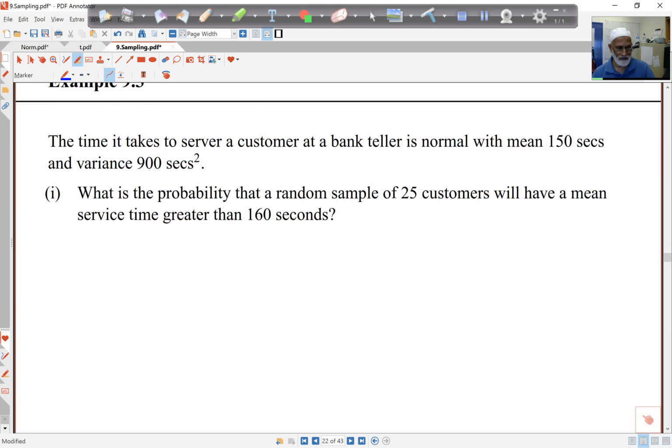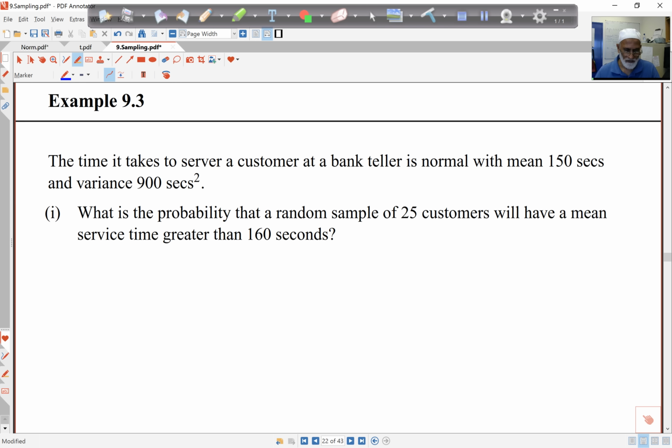As an example, it takes on average 150 seconds to serve a customer, with a variance of 900 seconds squared. What is the probability that a random sample of 25 customers will have a mean service time greater than 160 seconds? So I'm looking at a sample mean time, of course, and that word is missing. I should put that in there just to be consistent and careful.